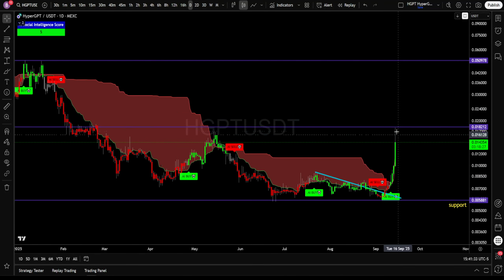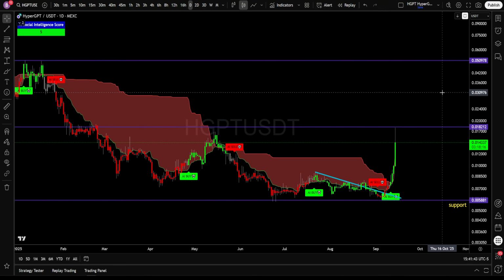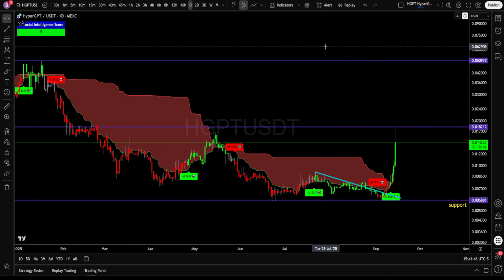But this one made a really nice move, and then it rejected today. I believe that even if it comes back up here, it's probably going to keep rejecting temporarily. Maybe have like a 50% to 60% pullback, and then it'll be ready to go again. So I just wanted to end with that. I'm going to do more of these videos in the future. Definitely let me know in the comments if there's something specific you want me to show.